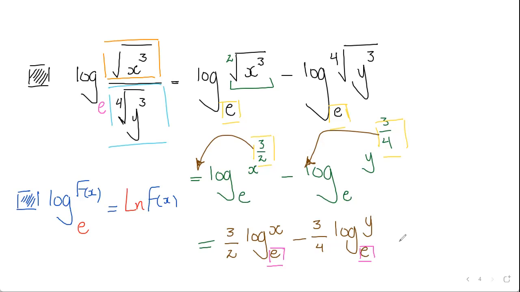Then I just want to be a little bit creative. Instead of writing log base e, I'm going to write ln. Then it becomes 3 over 2 ln of x minus 3 over 4, again, ln of y. ln is a more artistic way to write it. Instead of writing log with the base e, I wrote ln.